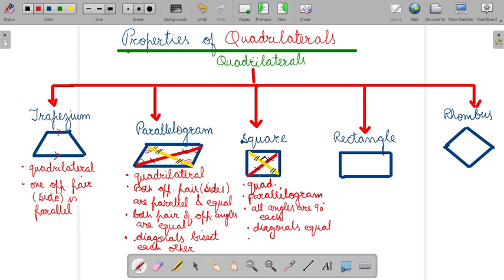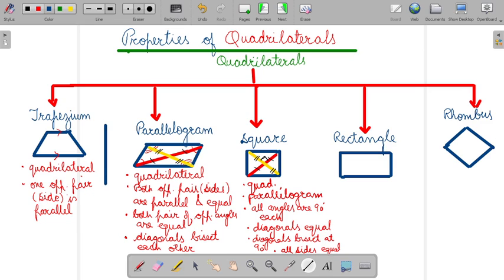Diagonals bisect each other at right angle. ठीक है? So, diagonals bisect at 90 degree. And one more property of a square, that all sides are equal also. So, all sides equal also. So, these are the properties of a parallelogram. These are the properties of a square.